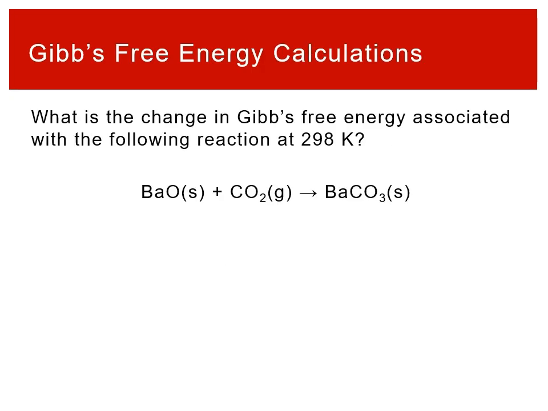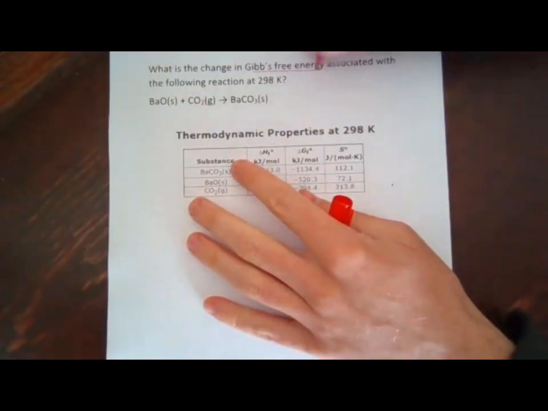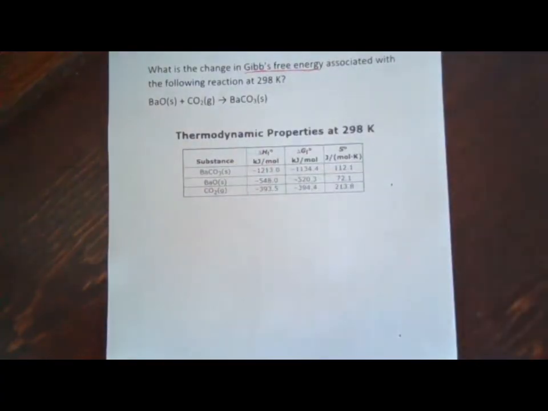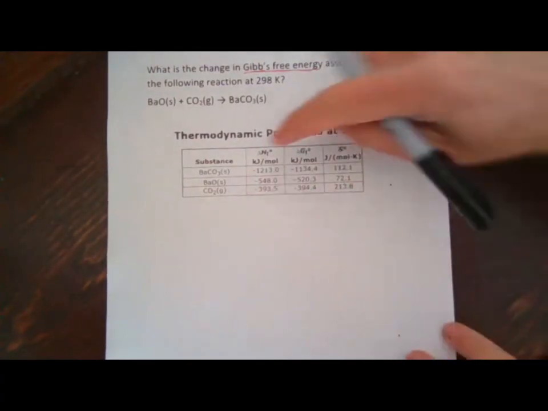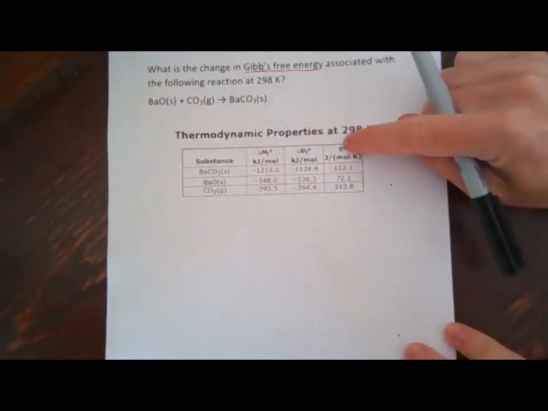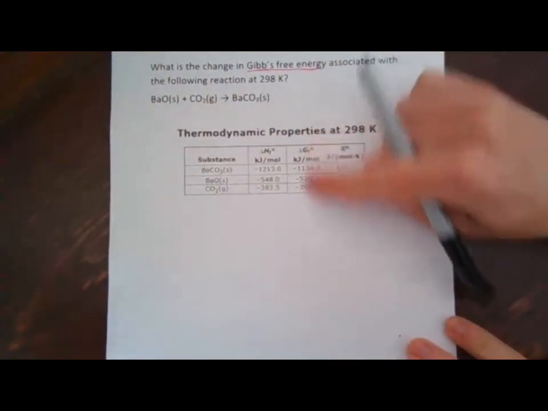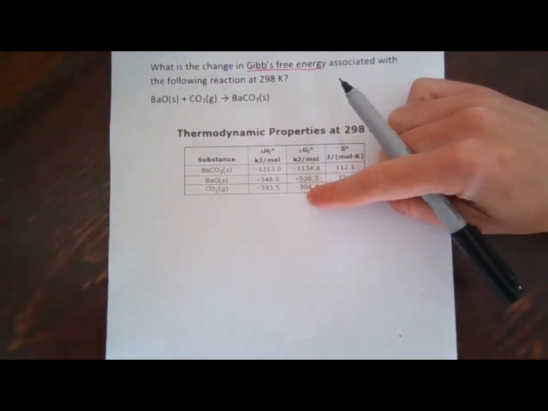So let's look at an example. What is the change in Gibbs free energy associated with the following reaction at 298 Kelvin? So I have barium oxide reacting with carbon dioxide to make barium carbonate. All right, so we want the change in Gibbs free energy associated with the reaction. So we're looking at Gibbs free energy here, and this is just another thermodynamic property that we can calculate for a reaction using our tabulated information. We've looked at enthalpy previously. We've looked at entropy previously. Now we can do the same idea with Gibbs free energy.